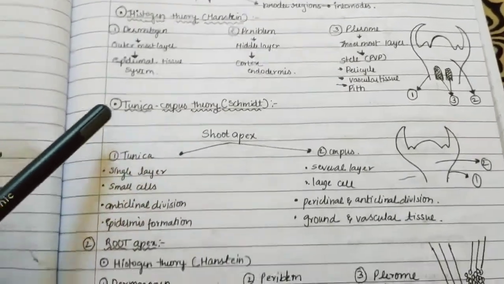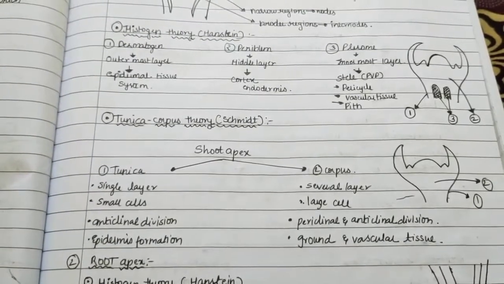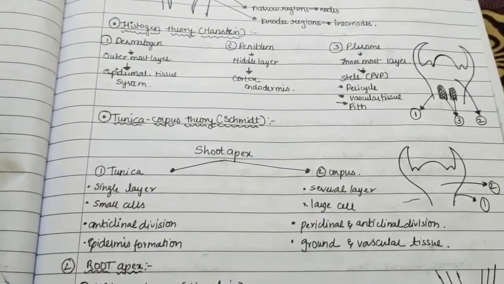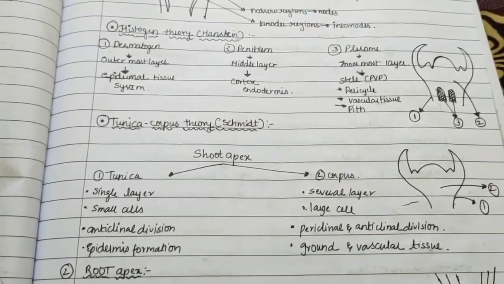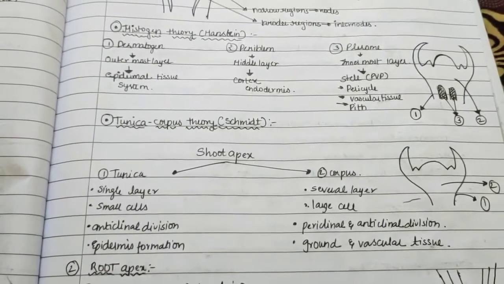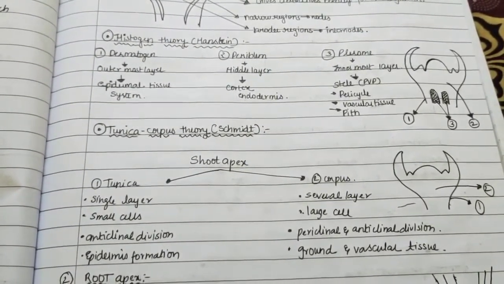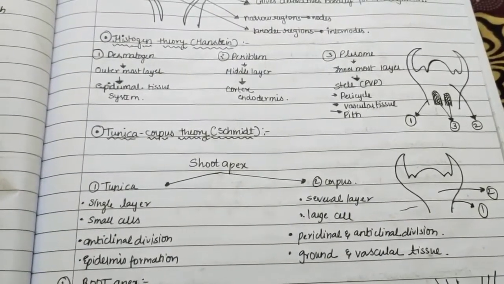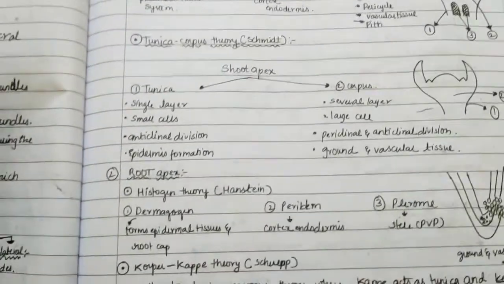Then the tunica corpus theory, which was given by Schmidt. The shoot apex is divided into two types: tunica and corpus. Tunica is a single layer of small cells. It undergoes anticlinal division and forms the epidermis. Corpus is of several layers which have large cells which undergo periclinal or anticlinal division, and it forms ground and vascular tissues.